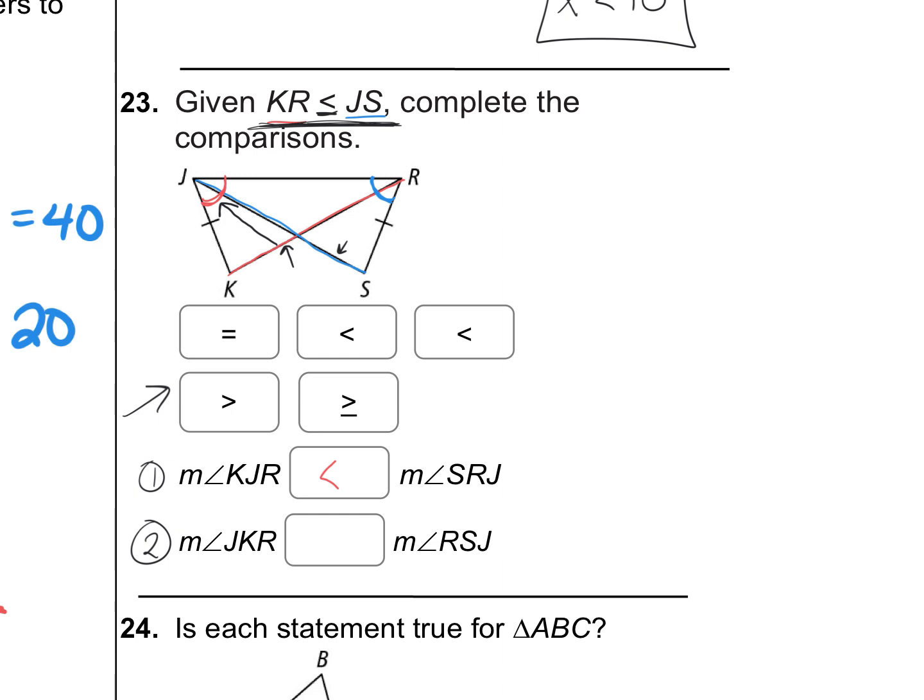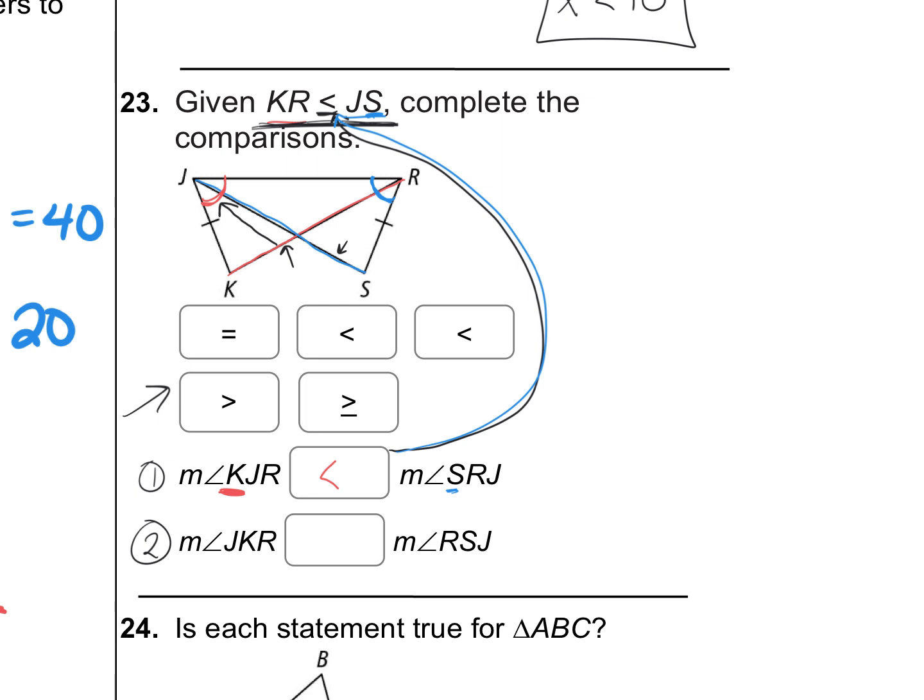Now let me give you a little trick. It should be the same as what it started with. The relationship should stay the same, because angle K is related to side K, angle J is related to side J, sorry, S. So it should match what the original statement said.